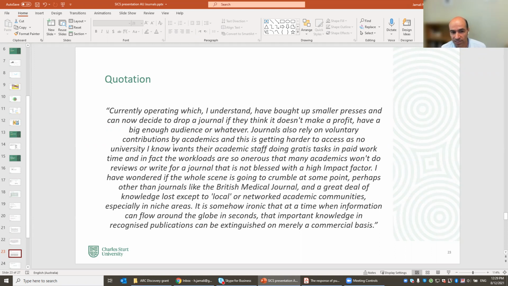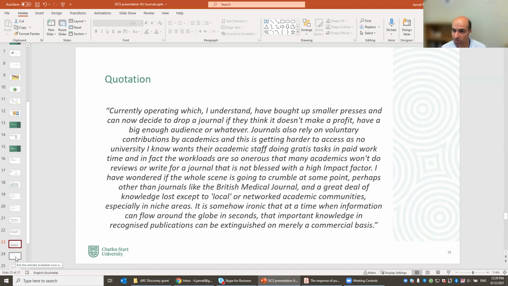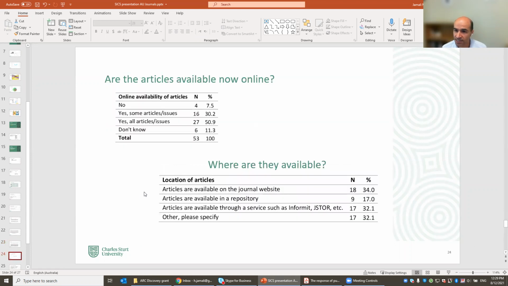I have wondered if the whole scene is going to crumble at some point, perhaps other than journals like the British Medical Journal, and a great deal of knowledge lost except to local or networked academic communities, especially in niche areas. It is somehow ironic that at a time when information can flow around the globe in seconds, important knowledge in recognized publications can be extinguished on merely a commercial basis. So there were a lot of concerns on the side of editors about the loss of local journals, but lack of incentive for authors to contribute to local journals.